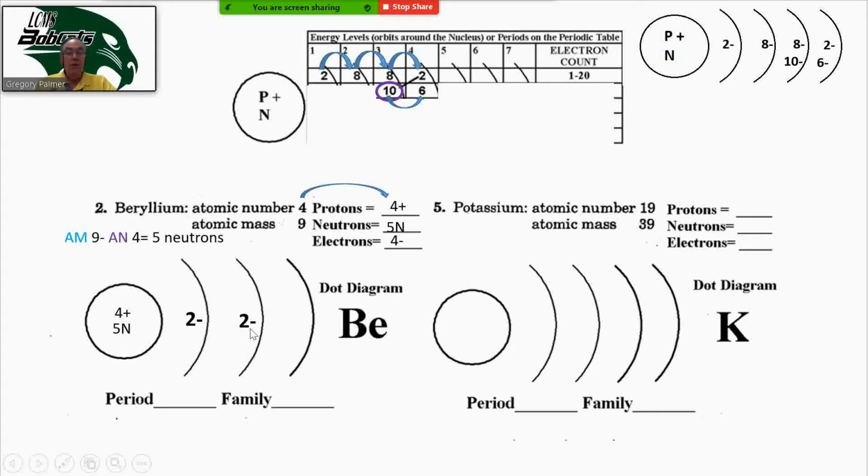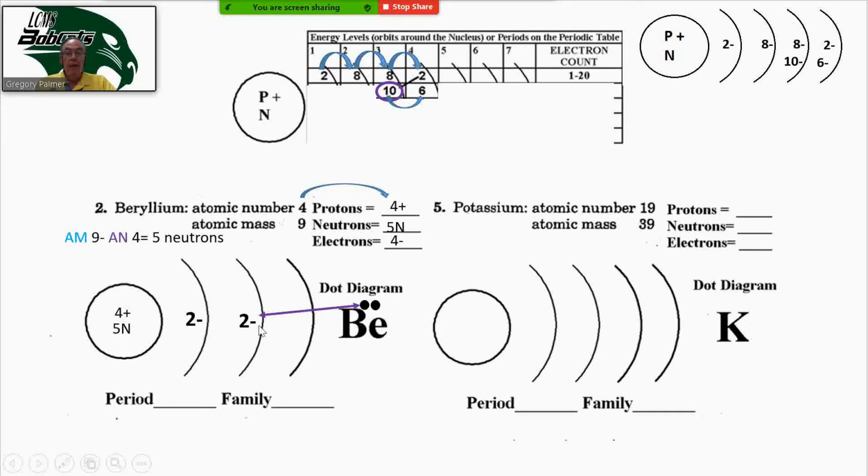And we're going to put 2 more electrons on this second energy level. And if you look up here at the chart, it can hold up to 8. So the 2 of them are going to fit there just fine. And we're done. We have all the parts of the atom here now. We have the 4 protons, we have the 5 neutrons, and 2 plus 2 is our 4 electrons.